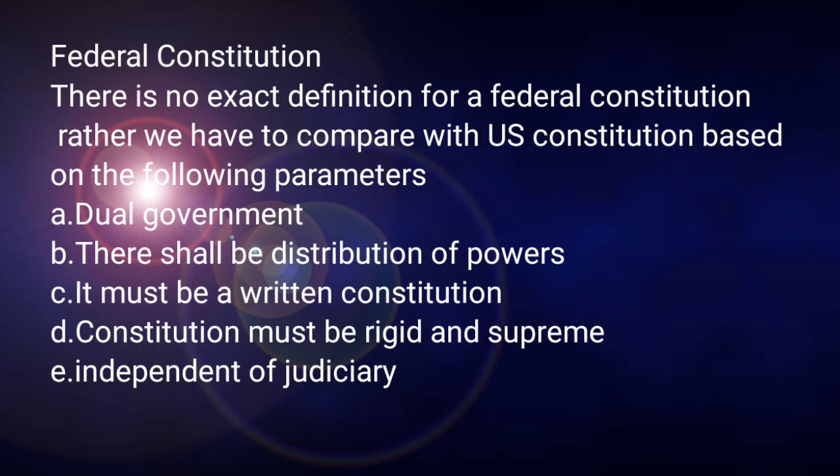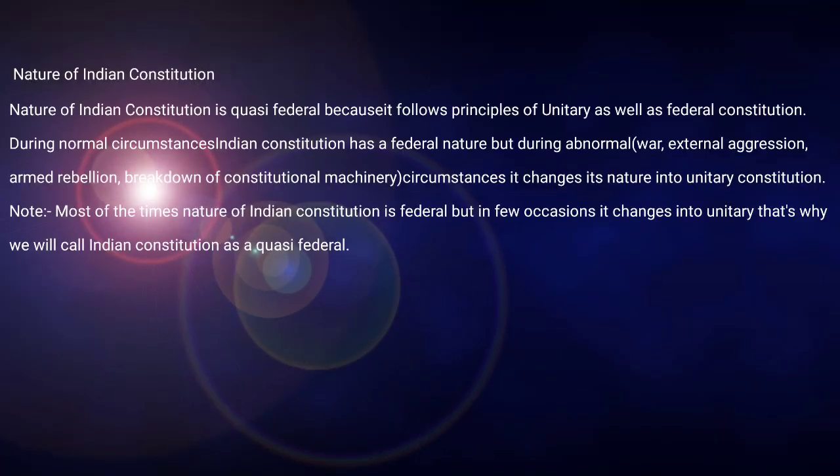The independent judiciary shall be the guardian of the constitution, and it shall ensure the state and the center perform their functions based on the provisions mentioned in the constitution. They have to perform their functions and powers according to the constitutional provisions. With these 5 parameters, we can say the US Constitution is a federal constitution. Now understand the nature of the Indian Constitution, whether it is a unitary constitution or a federal constitution, by matching all these 5 parameters.